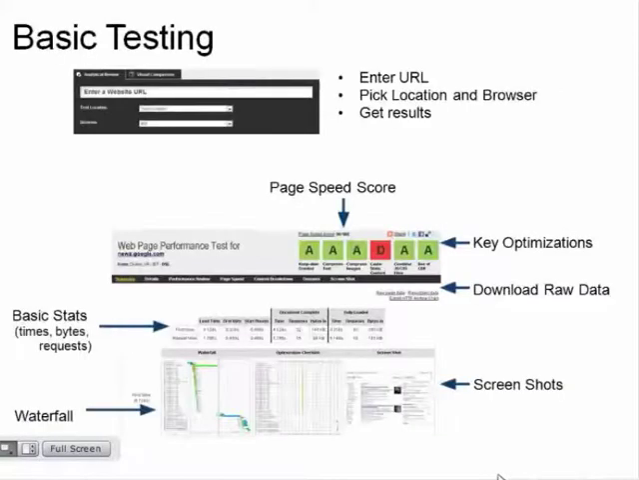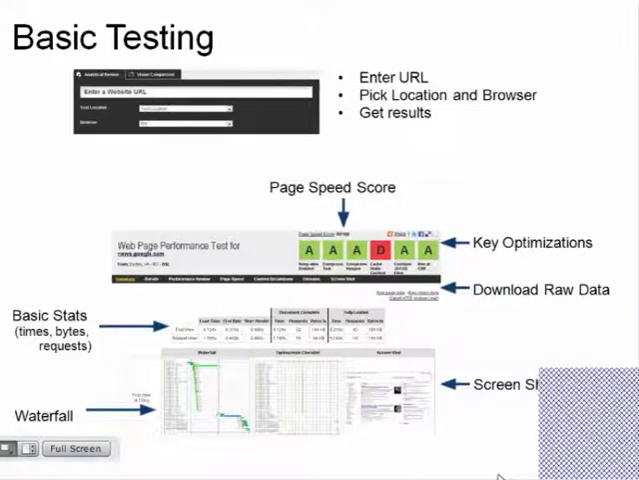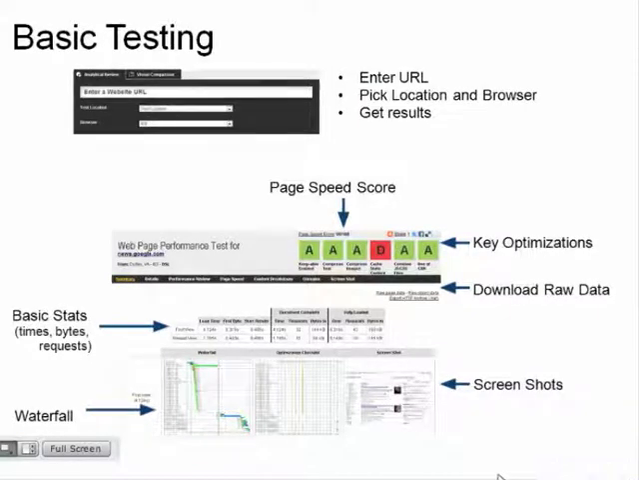So let's dive right in. At a really high level, you put in URLs, you get results back. The results you get back, generally, you get some high-level optimizations, your Page Speed scores, you can download some raw data, and the golden nuggets for me are generally the waterfalls.